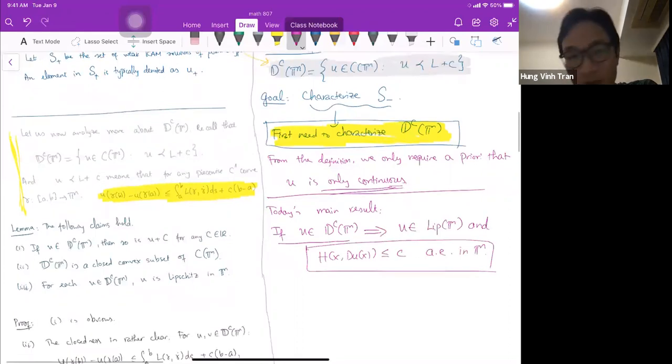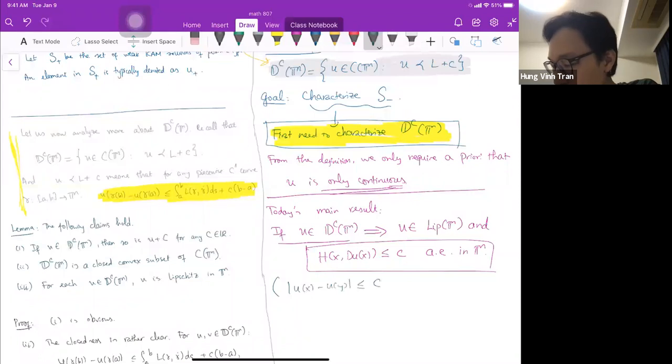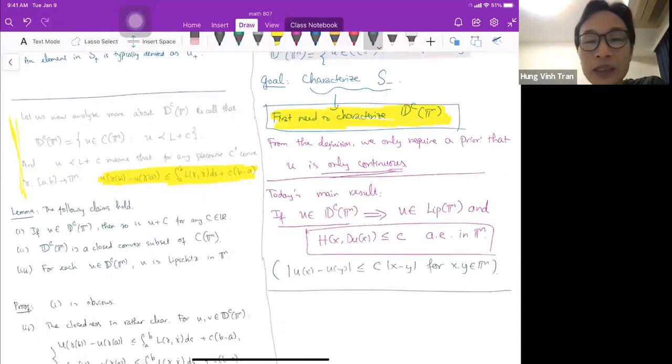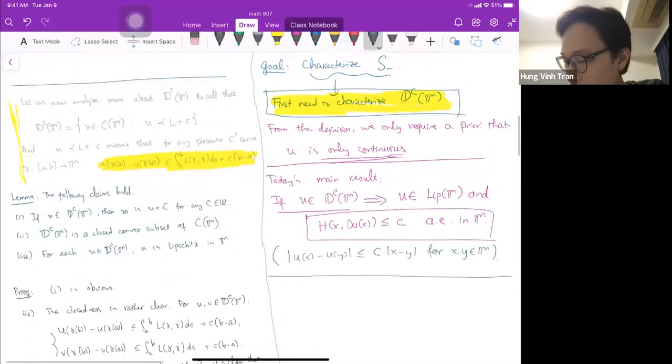So, and again, for those of you who are not yet too familiar with the notion of Lipschitz property, it is just that |u(x) − u(y)| is less than or equal to C times |x − y| for all x, y in the torus. Or you can also view it as a function in R^n that is Z^n periodic. That's our main goal for today. But before that, let's prove a rather simple lemma that was written on the left panel.